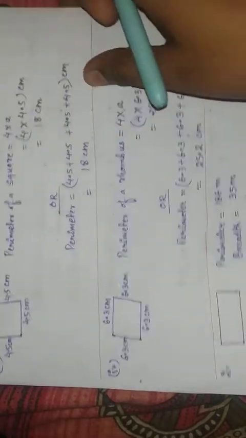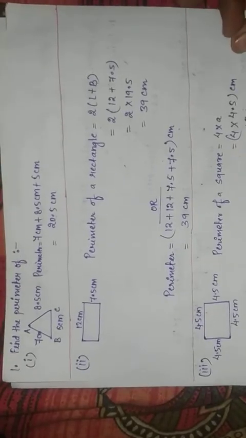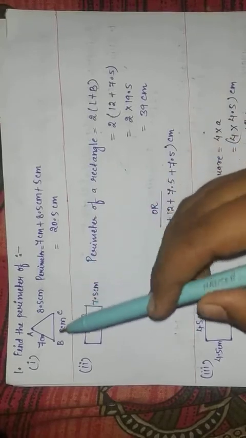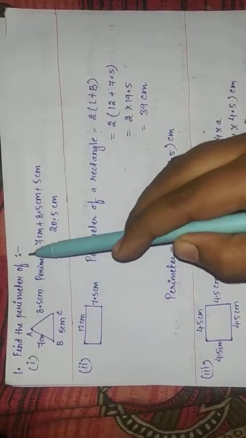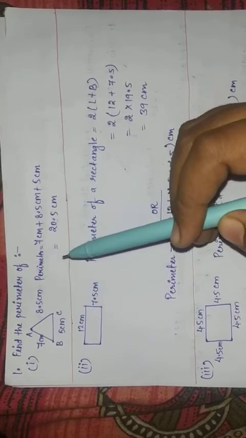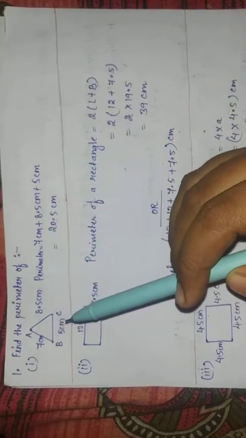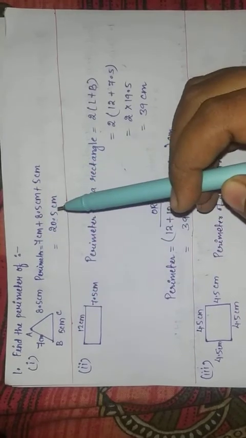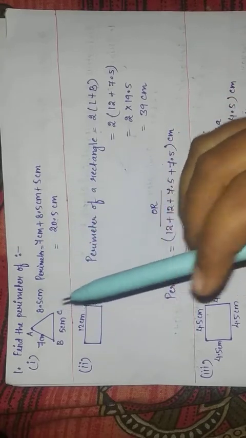Then I am going to discuss the exercise questions. So find the perimeter of a triangle. So we all know the perimeter of a triangle is the sum of its sides. So 7 plus 5 plus 8.5 is equal to 20.5 centimeter. This is the perimeter of a triangle.